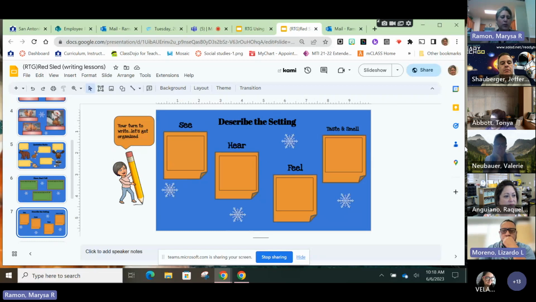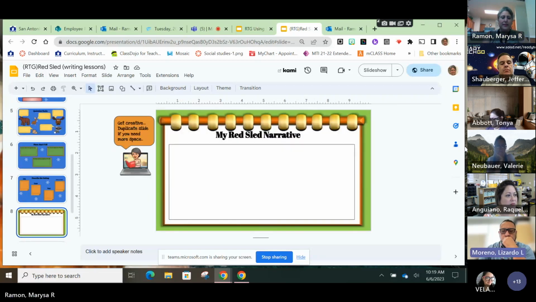So this is by Wednesday. Your turn to write. Let's get organized. So definitely our senses words for visualization. What are some things you're going to see in your story? What are some things you're going to hear, feel, taste, or smell? And then Thursday and Friday is the writing. So get creative. They're going to start writing their story then.